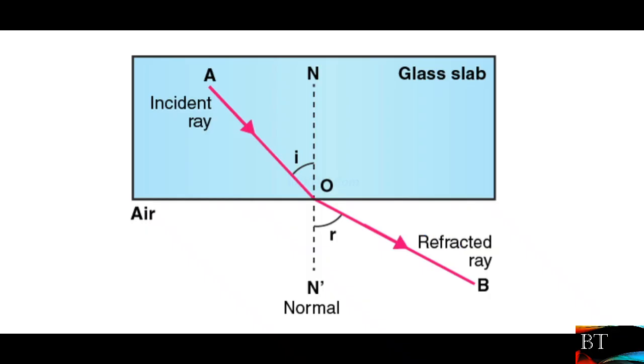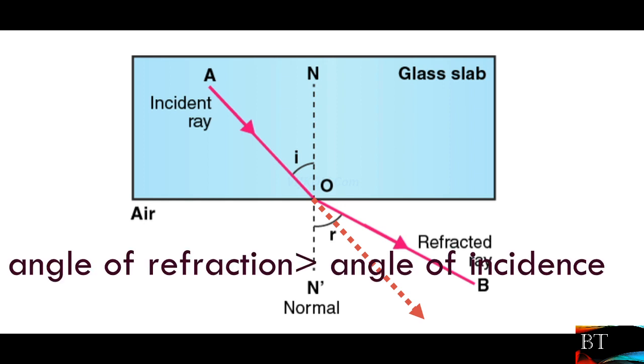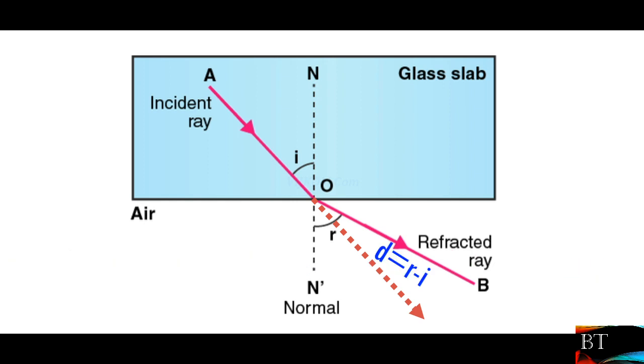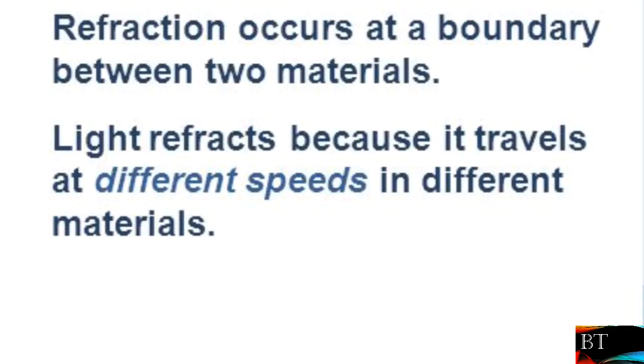But we can observe that if the light ray passes from glass to air, it bends away from the normal. Hence, when a ray of light travels from a denser medium to a rarer medium, it bends away from the normal. Here, the angle of refraction R will be greater than the angle of incidence I, and the deviation of the ray is R minus I. Hence, the refraction happens due to difference in optical density of the media.